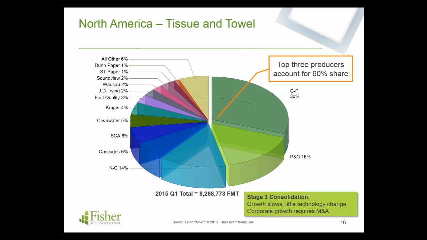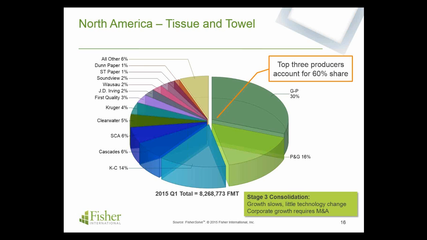When we look at what stage of consolidation it's in, the top 3 producers account for about 60% of the share, leaving some room for additional consolidation. And certainly we've seen that as the small single mill producers pop up. They get venture capital to put in a tissue machine, and then that machine or that mill is acquired by one of the larger players along the way.